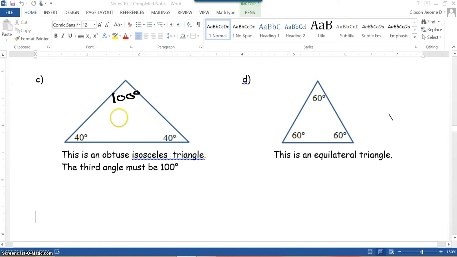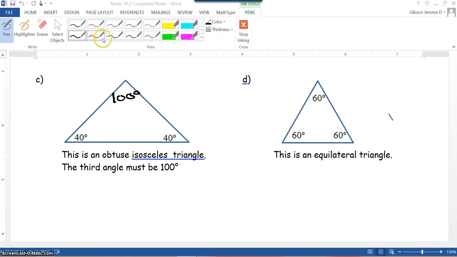Picking up where we left off, we have this angle here, which is 100 degrees. And so we have 100, 40, and 40, which is 180. You notice that this angle is greater than 90 degrees, so that would make this an obtuse triangle. But it's also isosceles, because since we have the same angles here, that means that the sides are the same as well. So we will have two sides that are the same.